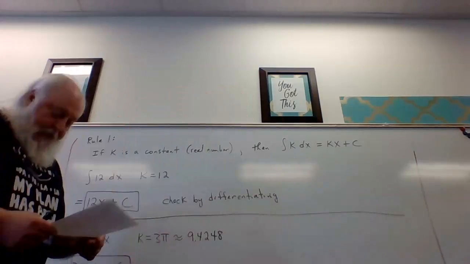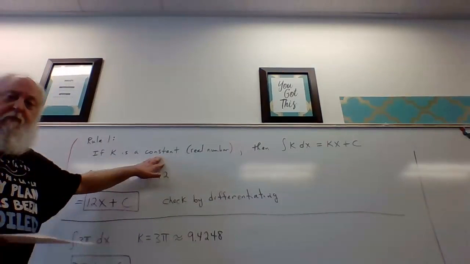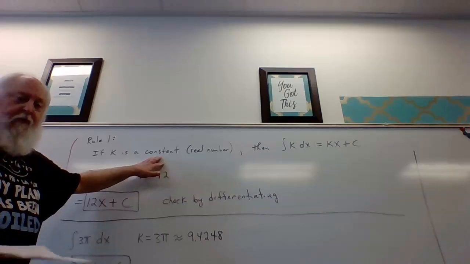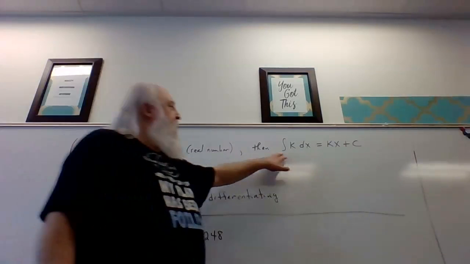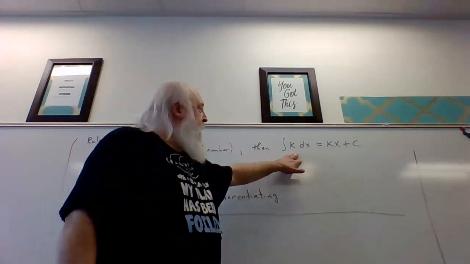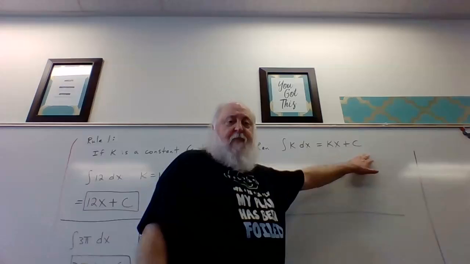So in the rectangle at the top of the page, if k is a constant, right? A constant is just any real number from the real number line. If k is a constant, a real number, then the antiderivative of the constant k with respect to x is just equal to kx plus c.